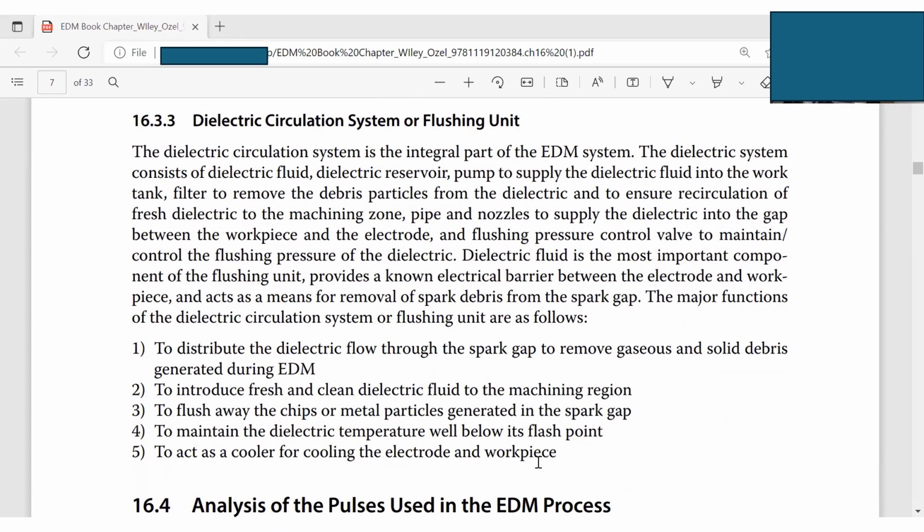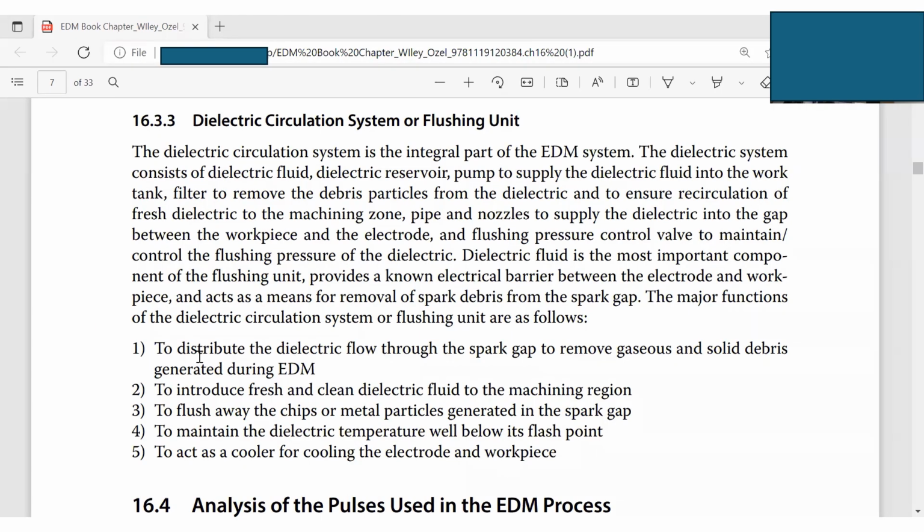I will ask you guys to tell me, in your own language, what are the functions of this dielectric system, the dielectric fluid. So this is a system.